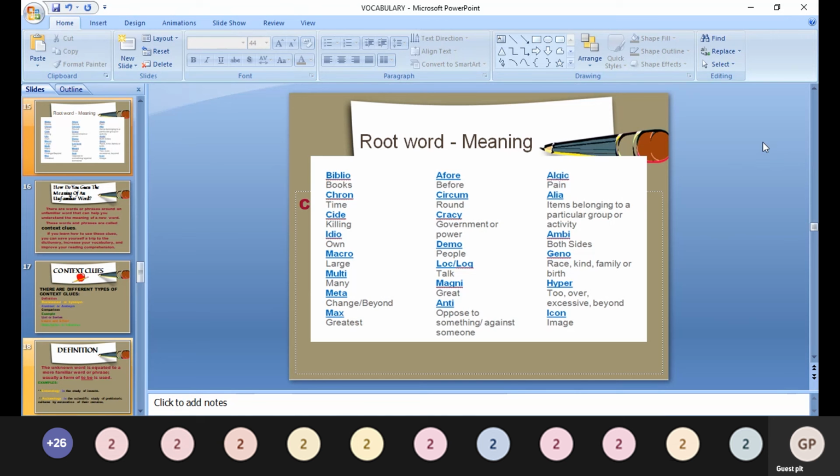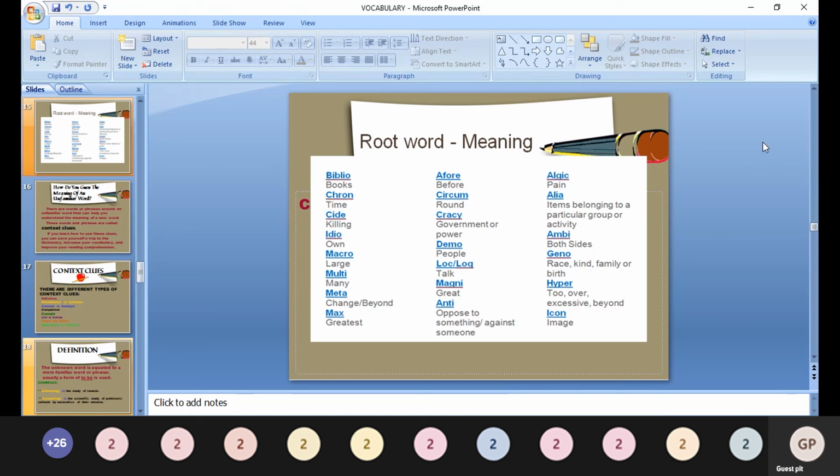Ambi means both, both sides. Ambidextrous, ambiguous. Ambiguous means it has more than one meaning. Ambidextrous, they can use both hands at the same time. That is ambidextrous. Genocide.